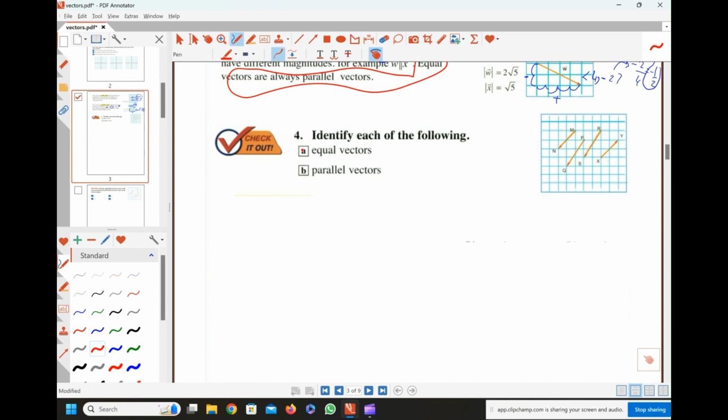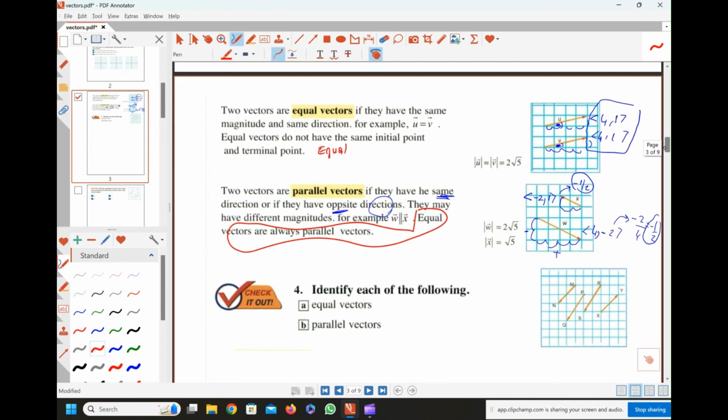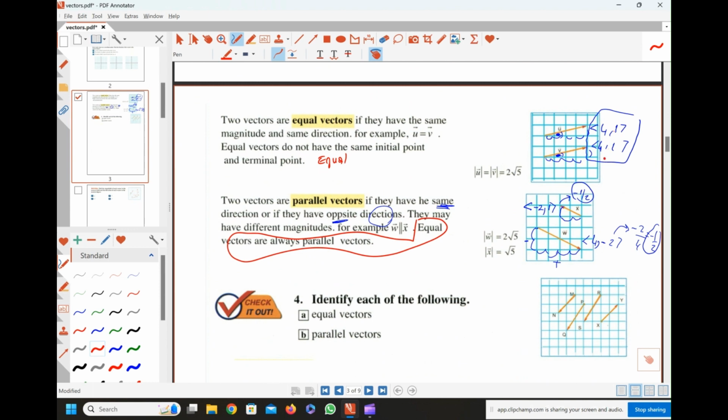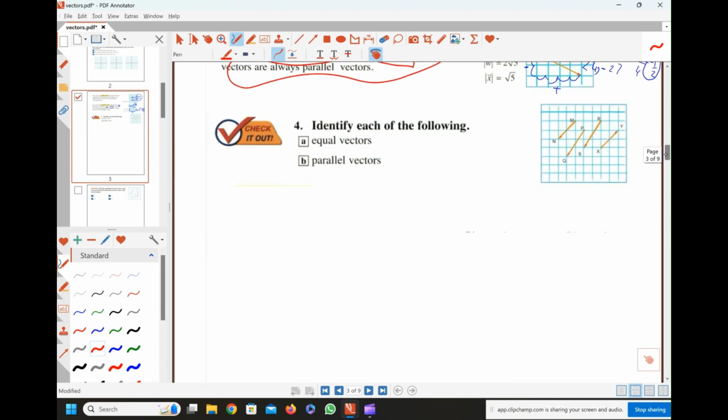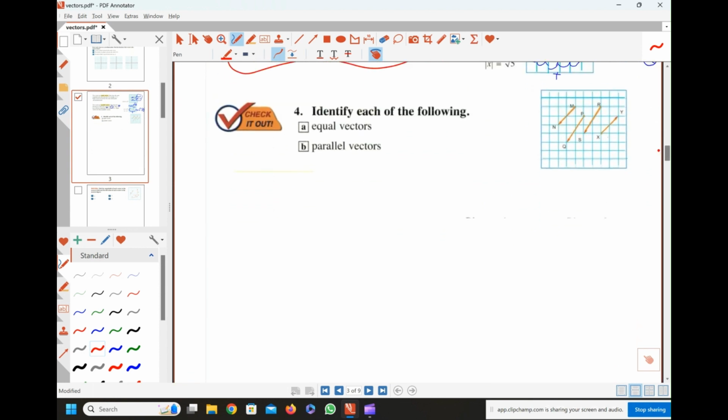So check it out for part A. Identify equal vectors. As we did in the previous two figures, let's write each vector in component form and see if we have the same vectors or the same ratios, one by one. So let's write them down. For MN, write it in component form.